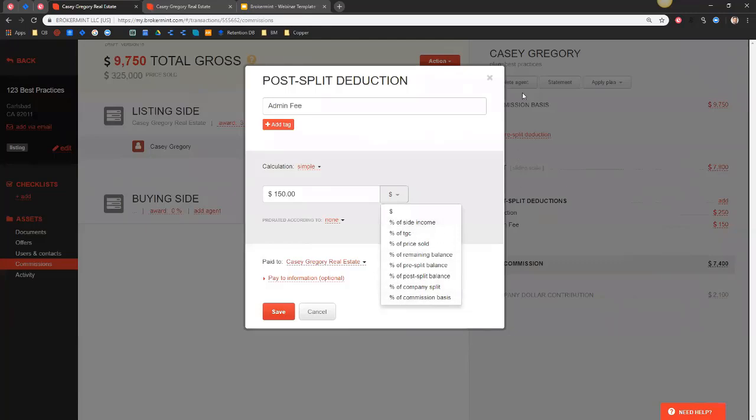So both reflect your side of the transaction, but you have to remember, commission basis to an agent can always be reduced by pre-commission deductions from the brokerage. So if side income is $3,000 and the brokerage takes a pre-commission deduction of $500, that will reduce the agent's commission basis to $2,500. So that's how you will always define the difference between side income, which is your award allocation, and commission basis, which is side income minus any pre-commission deductions from the brokerage.